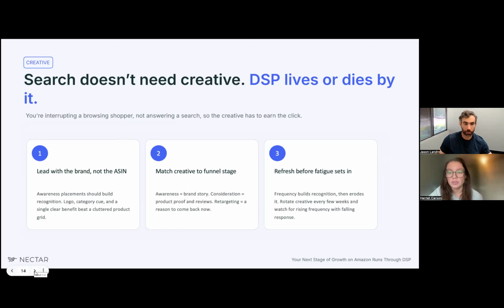The important thing is making sure your creative matches the audiences that you're targeting. Someone who's never heard of your brand needs very different messaging than someone who's already viewed your product detail page twice this week. And you want to make sure that as you're engaging a customer at their first touch point, it's consistent messaging throughout the funnel.